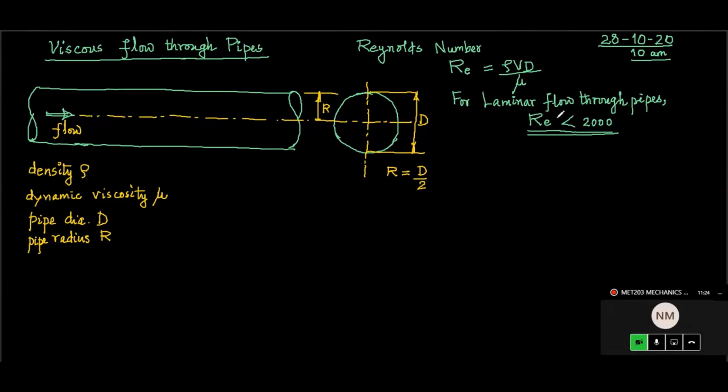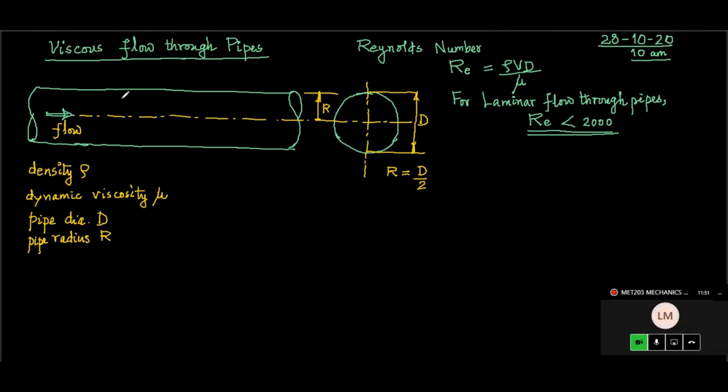For laminar flow through circular pipes, we can have Reynolds number less than 2000. That means whenever Reynolds number is less than 2000, flow through the pipe is purely laminar. So for such low Reynolds number cases, we will consider some important equations for solving practical problems.